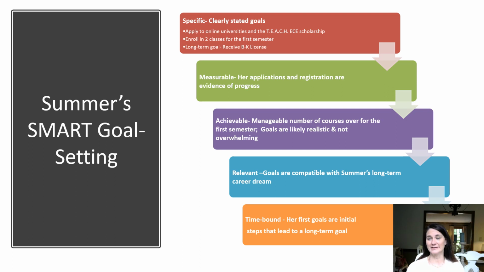And they are relevant. She has a career path that she wants to achieve one day. So these are the first steps in Summer achieving that birth through kindergarten license so she can become an NC pre-K teacher. So she has this ultimate goal. It's going to take her a while to get there, and it is time bound. She hopes to achieve all of this in 3 years, but she's going to start off that first year with just taking a few courses that first semester and then taking a few more the second semester if she's successful during the first. So she has set some SMART goals, and we hope Summer will achieve these goals soon.